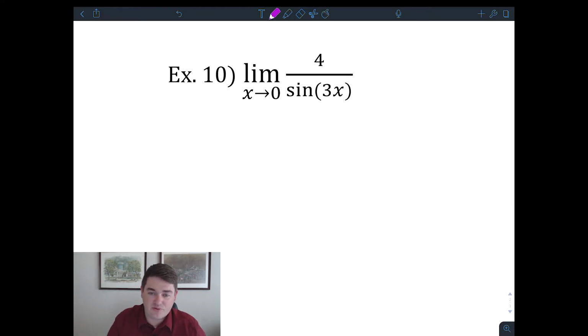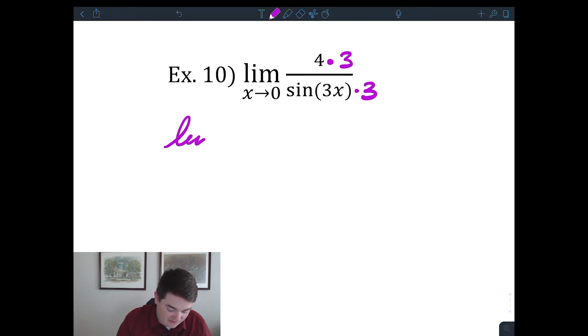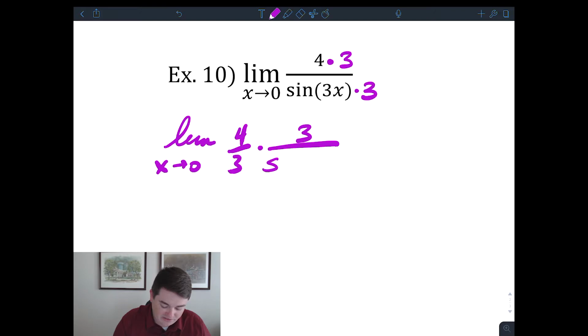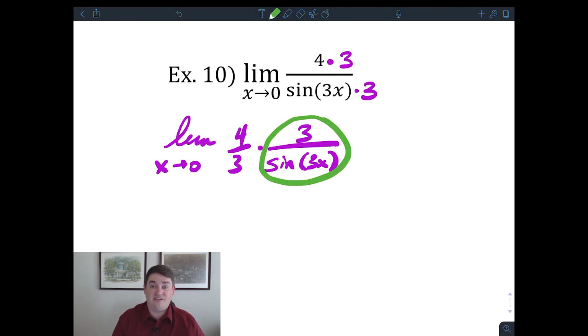Example 10, same property as before. If this 4 was instead a 3, everything would be great, but it's not. So to make this work, I'm going to multiply by 3 on the top and the bottom. So my new problem looks like this. The limit as x approaches 0 of 4 over 3 times 3x over sine 3x. And now I recognize this as the limit. In the limit as x approaches 0, this is going to equal 1. 4/3 times 1 is 4/3.